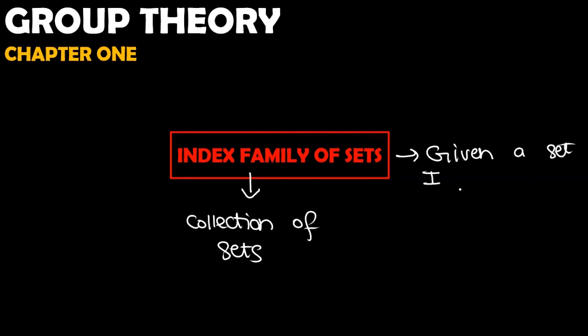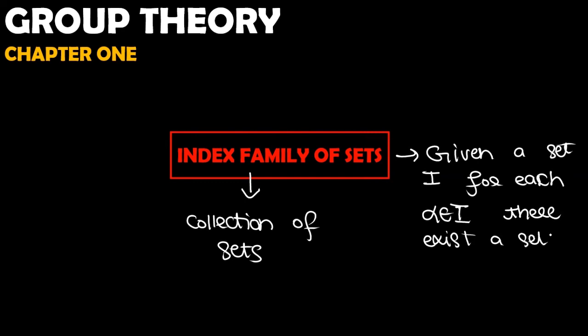If given a set I, then for each alpha belongs to I, there exists a set. For example, if I write it as A alpha, then {A alpha such that alpha belongs to I}. So this is all the sets, right? We just plug in the value of I, meaning alpha, in it, and we get different sets A1, A2, A3, A4, and a lot of things, right?